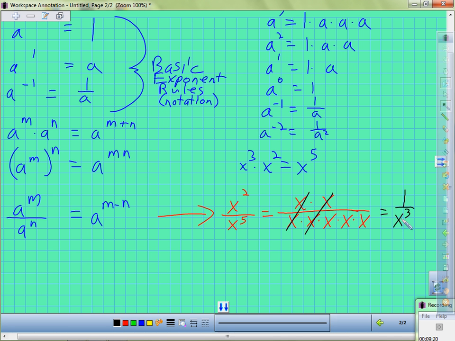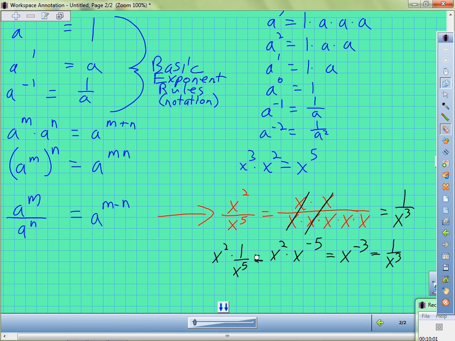As well, I could think of this as x squared times 1 over x to the 5th, which we could probably skip through that step and have x squared times x to the negative 5th. Now, this looks like that. Looks to me like this one, right? So 2 plus negative 5 is negative 3. So x to the negative 3rd, which is 1 over x cubed. So really, when we look through this, and we look at our rules, we probably can start to make sense of it on our own.